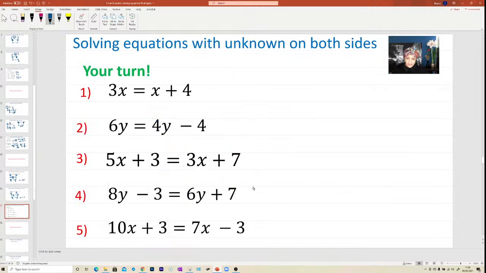Right. I think you only really need 10 seconds for each one of these questions, some of you. So let's have a go. Okay, I'm going to give you 1 minute for each question.